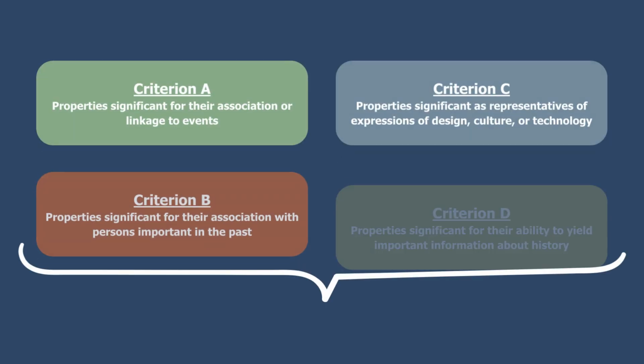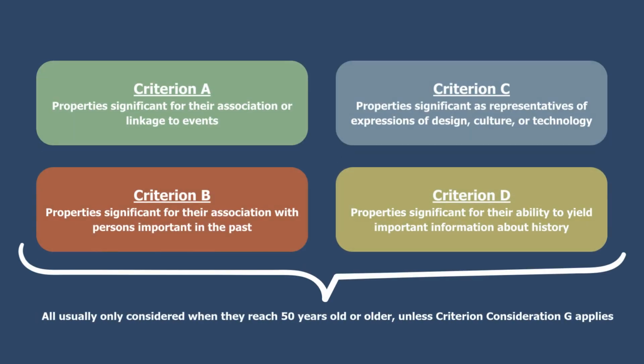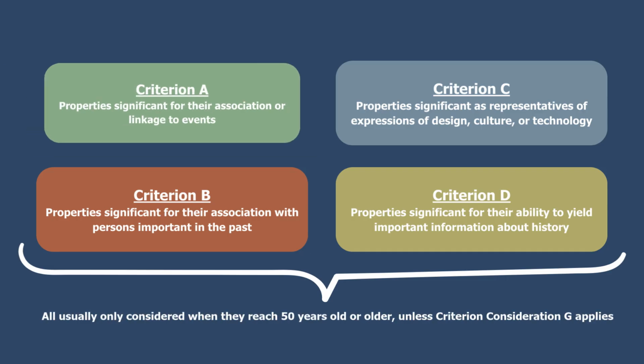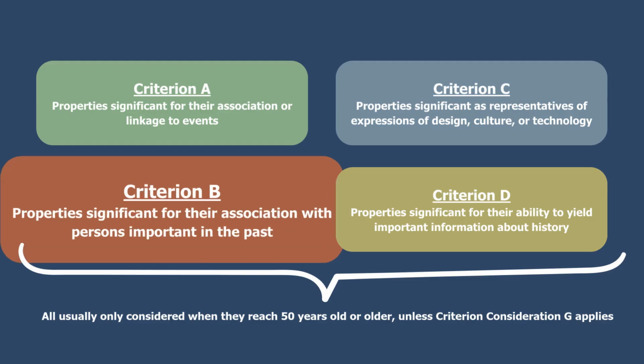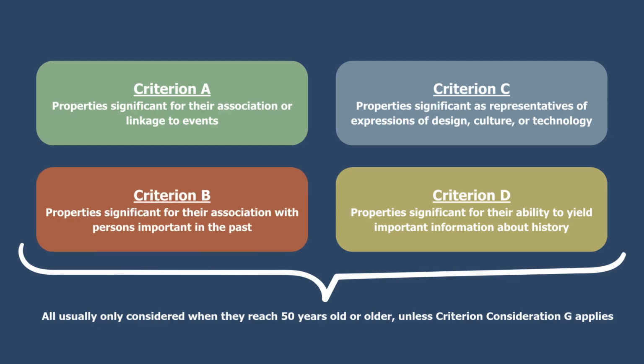Properties typically considered eligible for the NRHP are those 50 years old or older that meet one or more of four criteria. Criteria A, association to important historical events. Criteria B, association to people important in history. Criteria C, good representations of design or technology. And Criteria D, those with information potential.